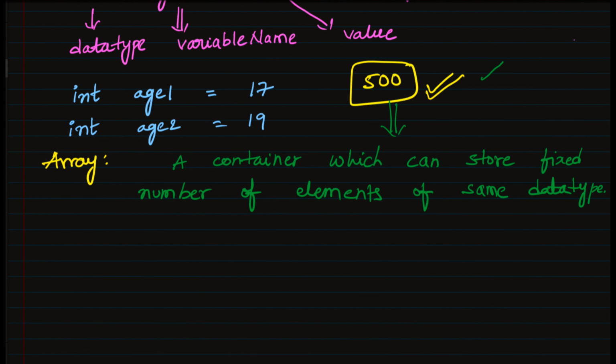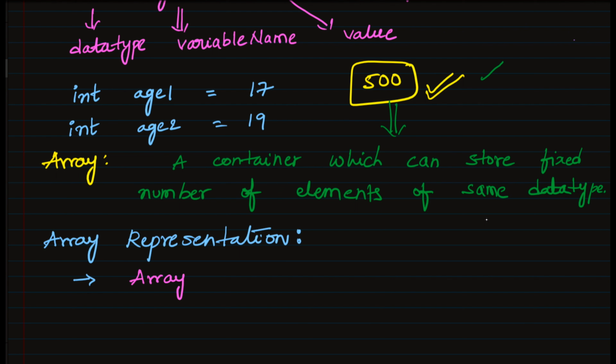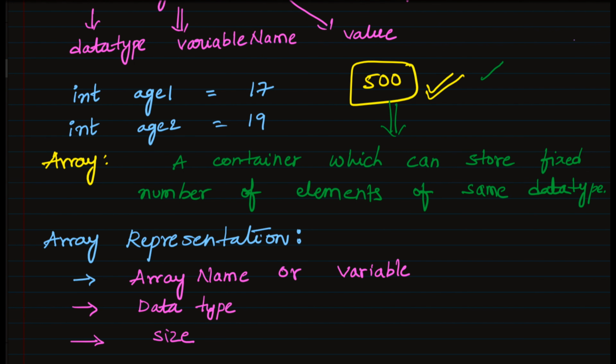So let us see how we represent an array. Array representation varies from one programming language to another, but the basic idea is the same. Array declaration consists of three different parts. One is the array name, or a variable name. The second one is the data type. And the third one is the size, how many values we want to store. So before declaring the array, we have to be very clear with these three.